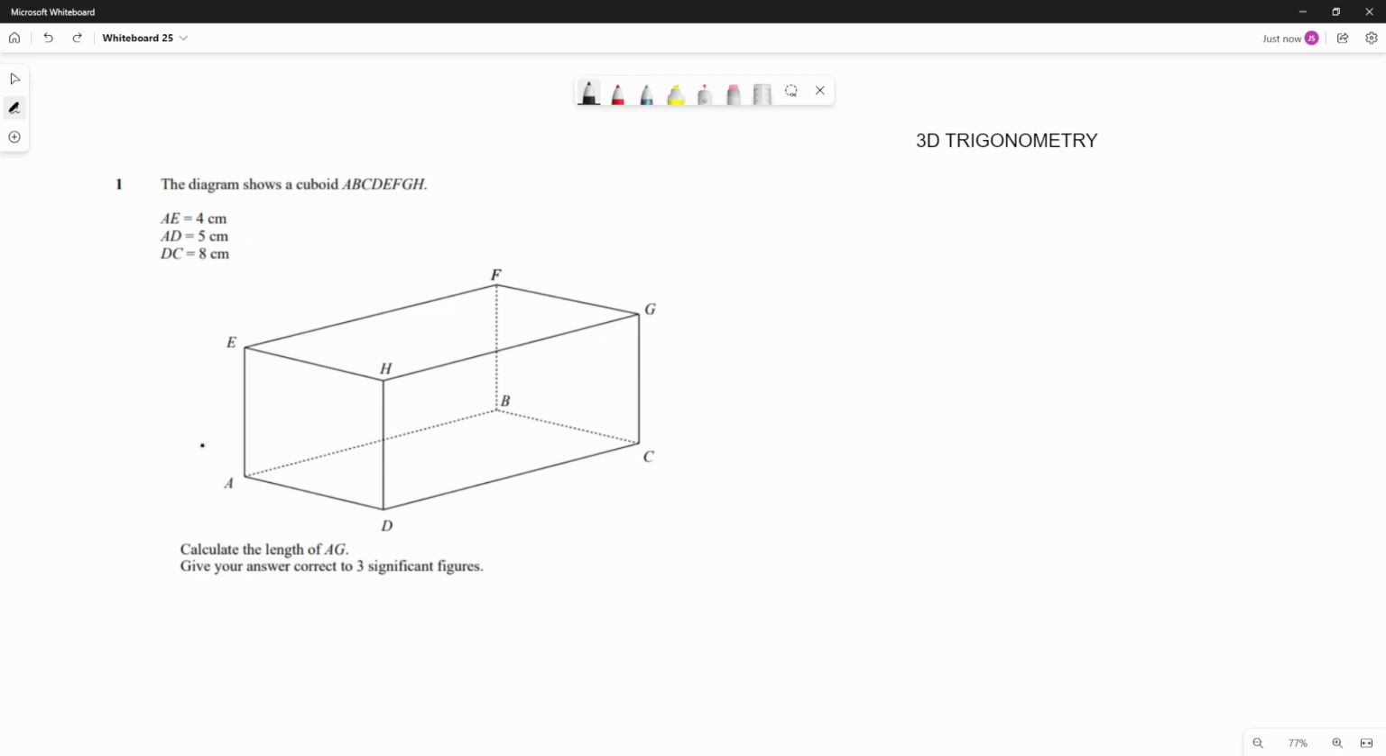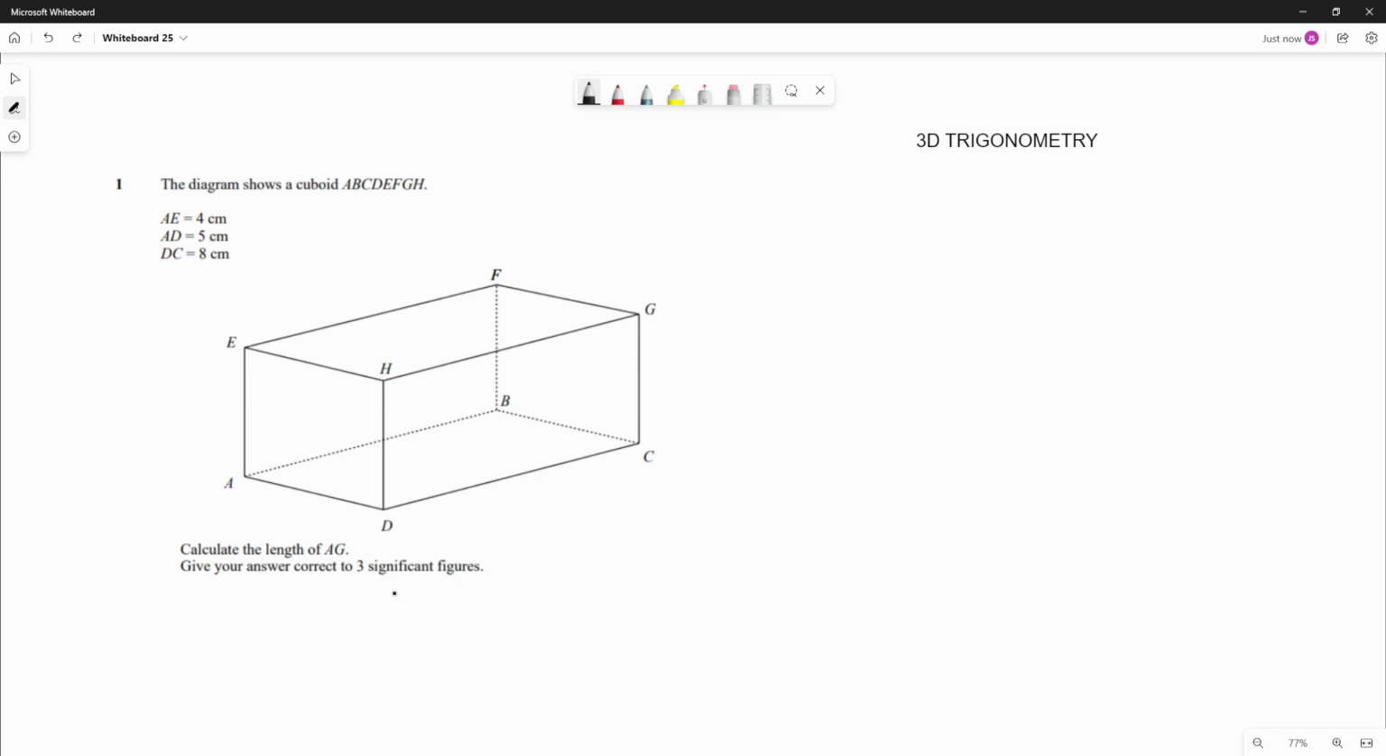So we have a cuboid here, right? And it's giving us some information. It says AE equals 4 centimeters, AD equals 5 centimeters, DC equals 8 centimeters. It's asking us to calculate the length of AG, and to give it to 3 sig figs.